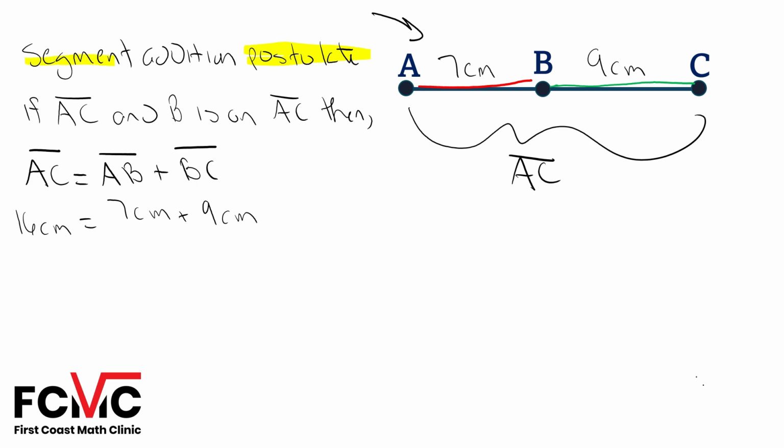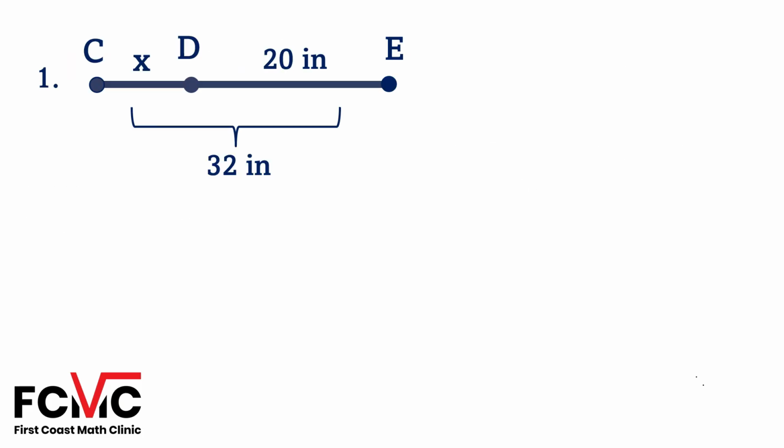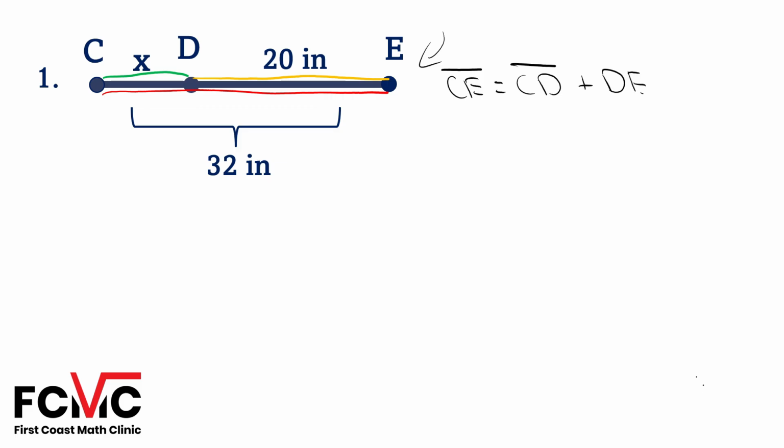All right, so let's solve a few more problems using our segment addition postulate. In this example, we have our larger segment, CE, and that's equal to the sum of the two smaller segments, CD and DE. So let's write out what the segment addition postulate looks like for this segment: CE is equal to CD plus DE. And now we can substitute in our values. We know CE is 32, CD is X, and DE is 20. So we get 32 equals X plus 20.